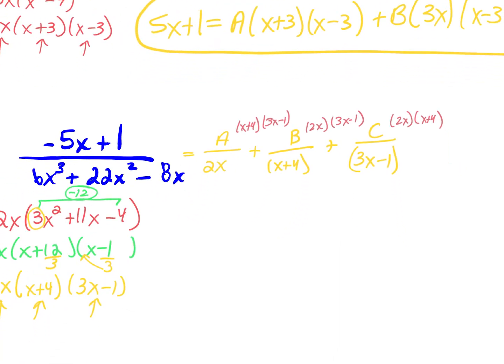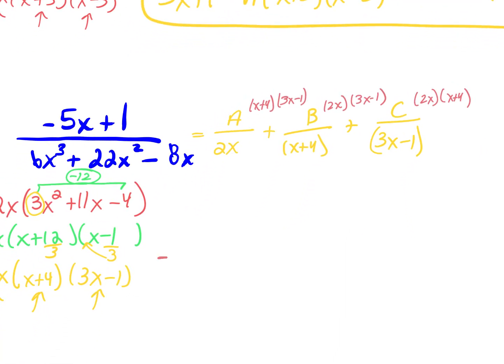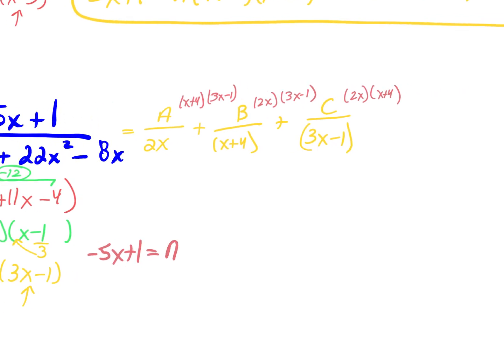So if all you're doing is setting up, you rewrite this as negative 5x plus 1 equals A times x plus 4, 3x minus 1.